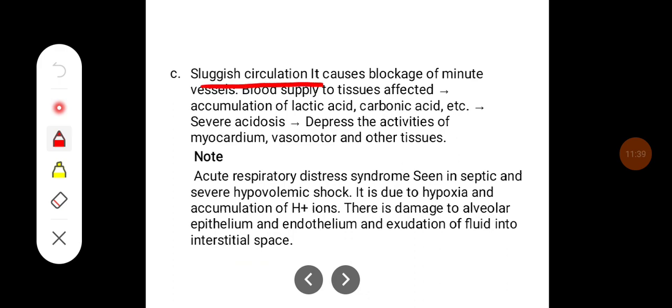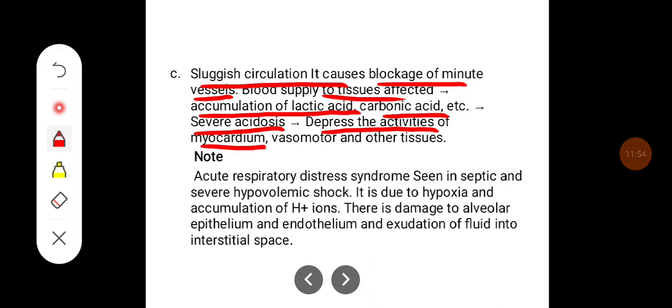The sluggish circulation leads to blockage of minute vessels. Blood supply to the tissues is affected. There will be accumulation of lactic acid and carbonic acid that leads to severe acidosis, which depresses the activities of the myocardium, vasomotor center, and other tissues.